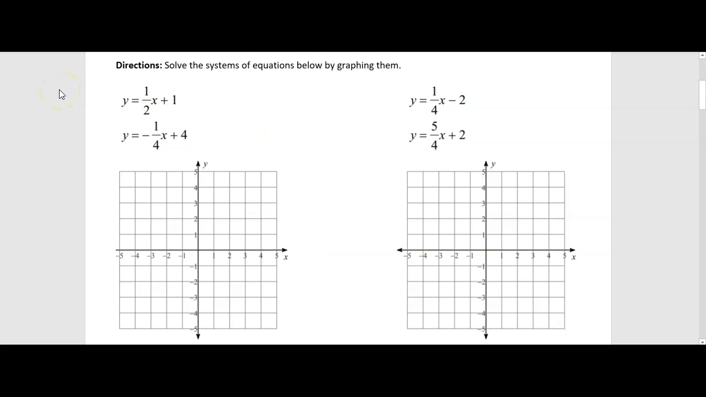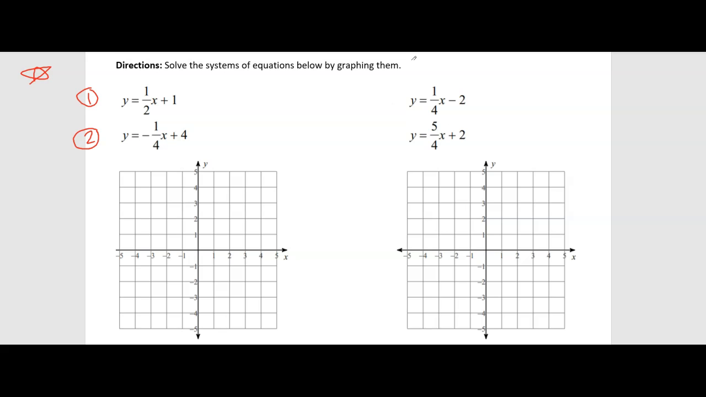Directions say solve the systems of equations below by graphing them. So we're just going to look at the one on the left. So this one right here. Well, I'd encourage you to pause the video and take a couple minutes to graph both of those equations. We'll call this number 1 and number 2 individually, and then see what it looks like on the graph. And then maybe it'll help you figure out what the solution to this system of equations looks like.